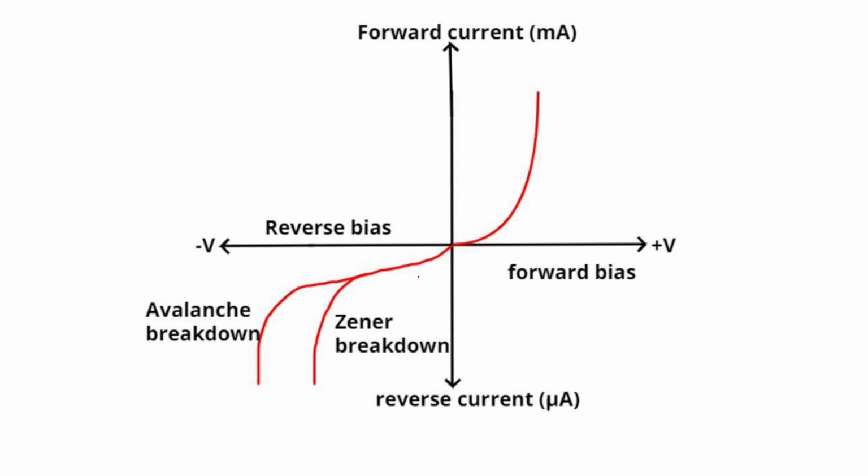Then you can see here the graphs of both Zener breakdown and avalanche breakdown, in the reverse bias condition. When the reverse voltage is applied to the diode, the reverse current is going to flow. This is the minority current, the leakage current, and it will be less initially. But as you increase the voltage, it will go till the breakdown voltage.